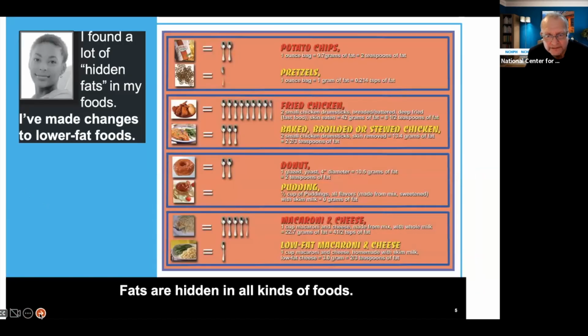So his sister found that by having some potato chips and fried chicken and donuts, she was getting too many calories and some foods that were not good for her. So she made the decision to change. She changed the potato chips for pretzels, the fried chicken for baked, broiled, or stewed chicken, and instead of a donut, she got some pudding. Instead of the macaroni and cheese, she got the low-fat macaroni and cheese. So these are the kind of behavioral interventions that we can discuss with our patients. It's not that they can't eat some of these foods. It's just a matter of finding a better option for them. Next slide, please.